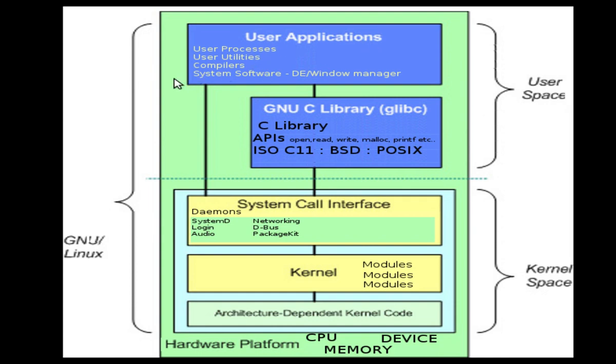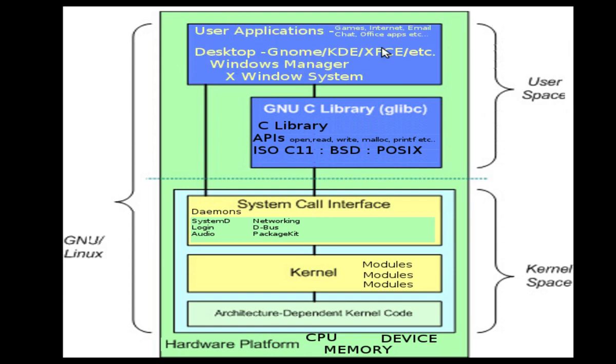So under user applications, you've got your system software, your desktop environment, window managers, compilers, utilities, and various processes. But we are most familiar with calling them things called desktop environments, GNOME, KDE, XFCE, which are your basic window managers running on the X Window System. And for user applications, we think of them as games, internet, email, chat, office software, graphic software, video software, etc.